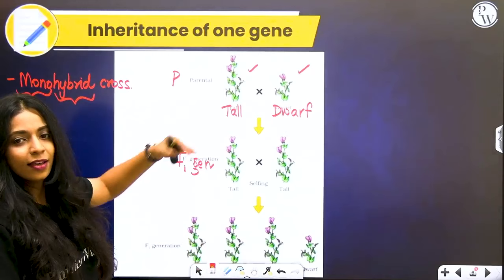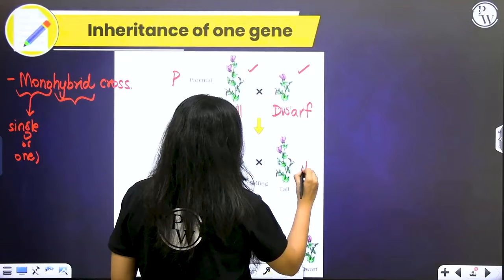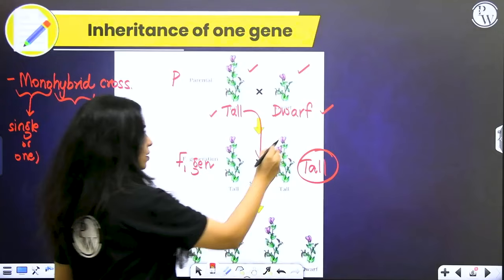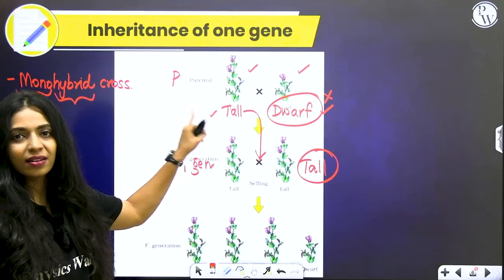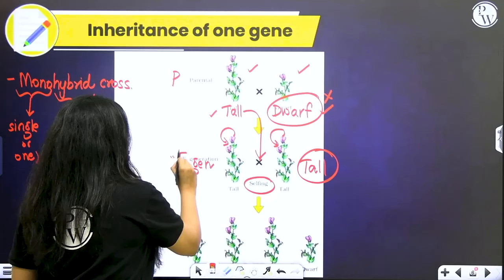So what he noticed was, when he crossed a tall plant with a dwarf plant, all of the plants that he got in the F1 generation were tall. Of the two opposite, contrasting traits, only one expressed in the F1 generation, dwarf nature you could not see at all. All of these were tall. What he does next, he allows them to self-pollinate. Whatever progeny you get as a result of self-pollination of F1 generation is called the F2 generation.